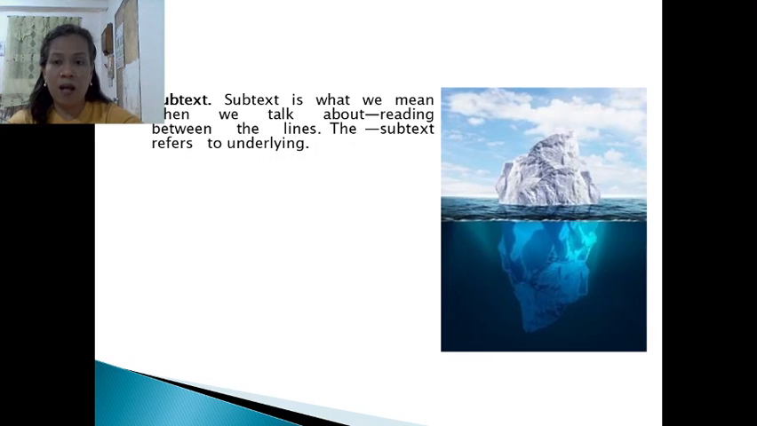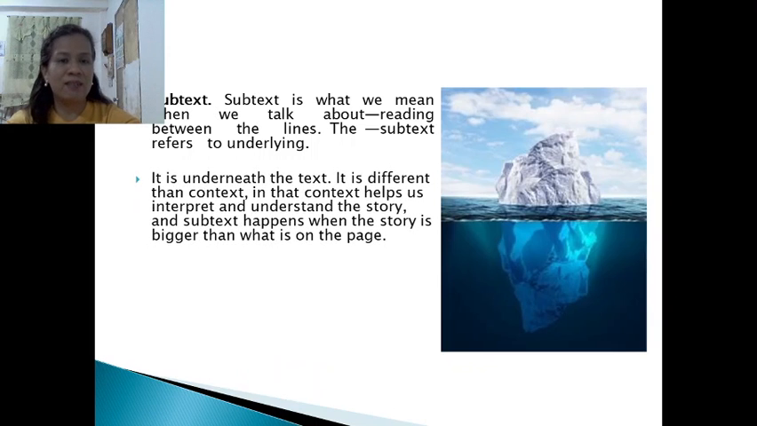Subtext. Take a look at the picture here. That would illustrate actually what subtext is all about. So subtext is what we mean when we talk about reading between the lines. The subtext refers to the underline. It is underneath the text.